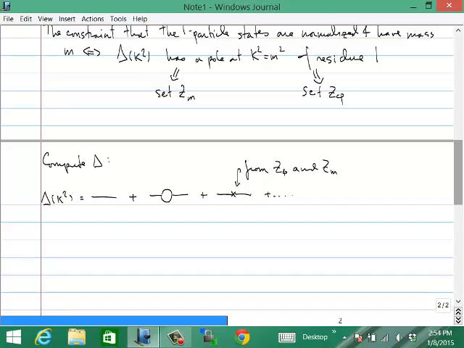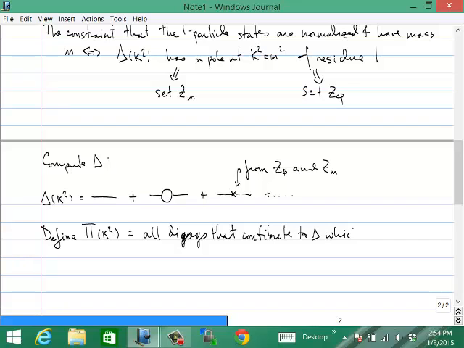for the propagator, which allows us to actually sum up an infinite number of Feynman diagrams all at once. So what I want to do is define a quantity that I'll call pi, which is equal to all diagrams that contribute to delta, which will still be connected if one line in the diagram is cut.